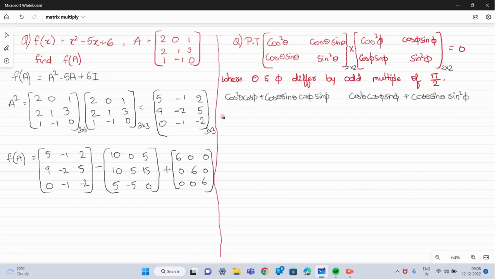Next, with the second row, cos theta sin theta cos square phi plus sin square theta cos phi sin phi. Next, multiply with the second column, you'll get cos theta sin theta cos phi sin phi plus sin square theta sin square phi. So what should we take common so that we can simplify this problem?